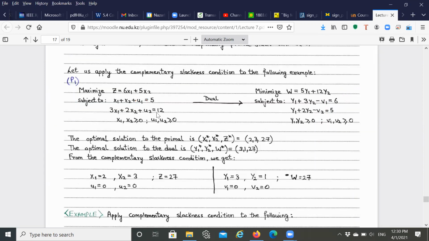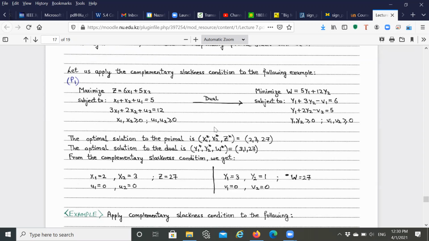So with that said, let's assume that we know the optimal solution for this problem. We already found out that at x1 equal to 2 and x2 equal to 3, z would have the maximum value of 27, okay? And also for the optimal solution of the dual, we saw that at 3 and 1, we would get 27. So we already saw this in our previous example. Now let's write it down, okay?